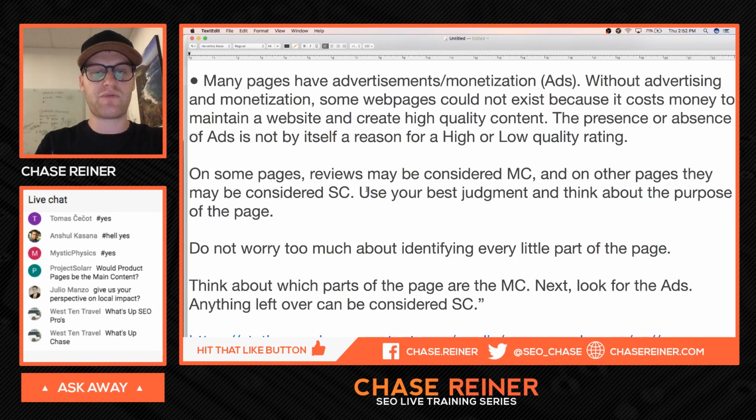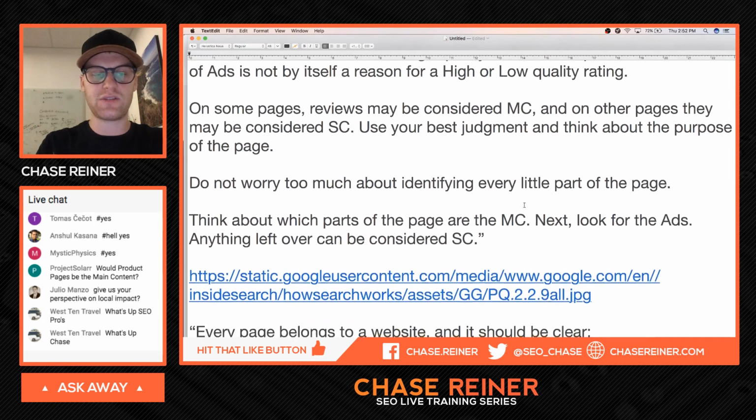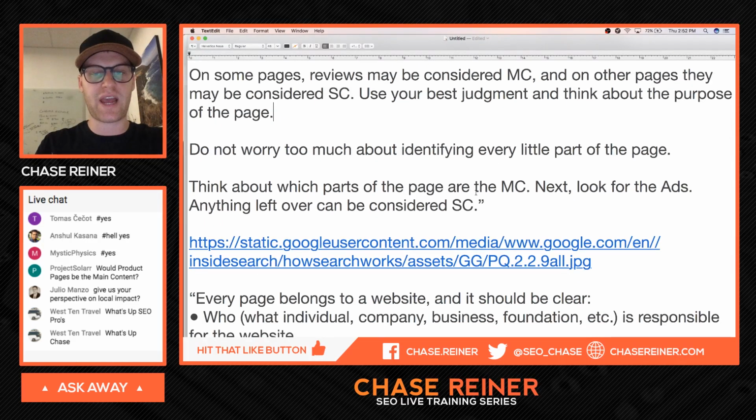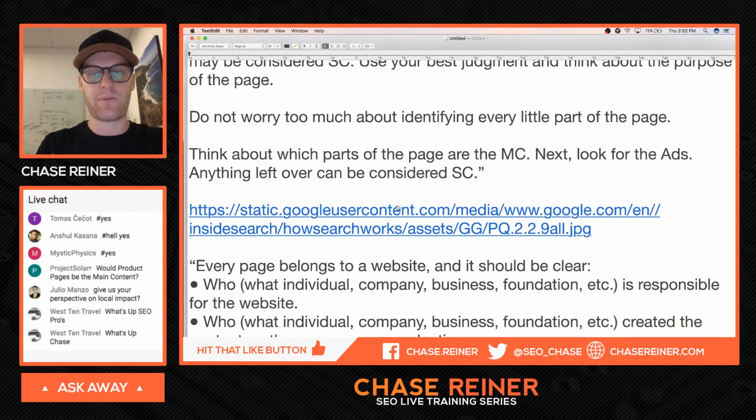On some pages, reviews may be considered MC, and on other pages, they may be considered supplementary content. Use your best judgment and think about the purpose of the page. So let's just repeat that again. Think about the purpose of the page. Google's trying to identify the purpose of web pages. So do not worry too much about identifying every little part of the page. Think about which parts of the page are the main content. Next, look for the ads. Anything left over can be considered supplementary content.